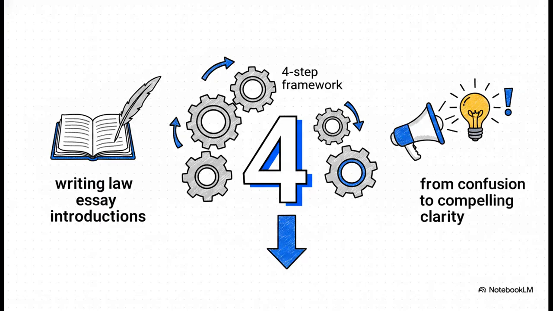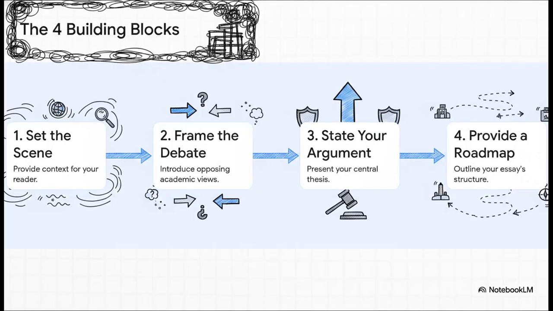And that job can be broken down into just 4 steps. 4. That's the magic number here. It's a simple, powerful framework that's going to transform your introductions from confusing to compelling. Think of these as the 4 essential building blocks for a first-class introduction. Get these right, and you create this perfect logical flow that pulls the reader right into the heart of your argument. So let's dive into that first step.